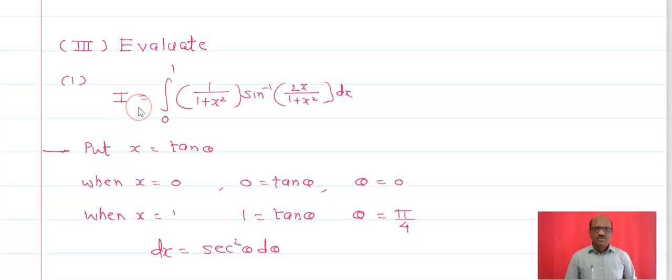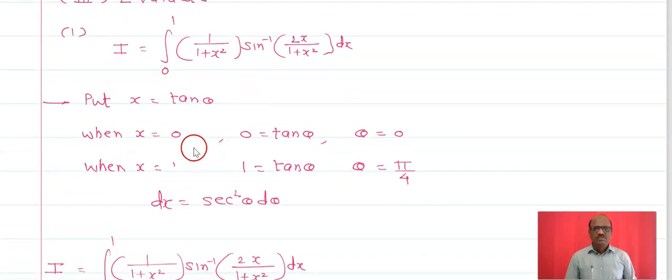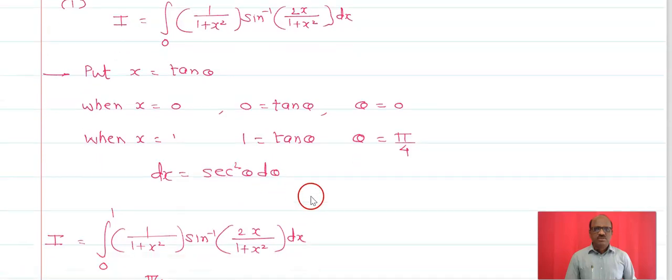Now question number 3, evaluate. I is equal to the integral from 0 to 1 of 1 upon 1 plus x square, sine inverse of 2x upon 1 plus x square, dx. Now put x is equal to tan theta. We will change the limits as we are changing the variable. When x is equal to 0, 0 is equal to tan theta, and that's why theta is equal to 0. When x is equal to 1, 1 is equal to tan theta. Therefore theta is equal to pi by 4. Therefore, dx is equal to sec square theta d theta.